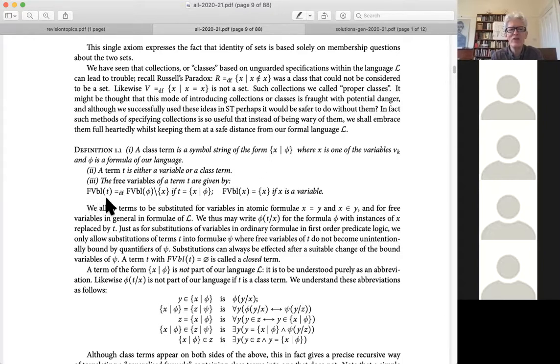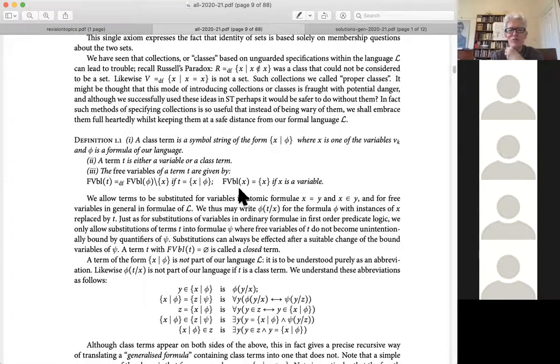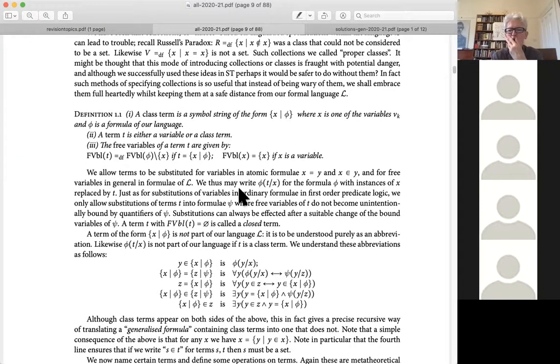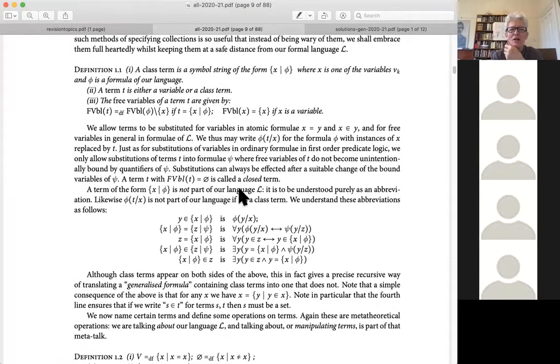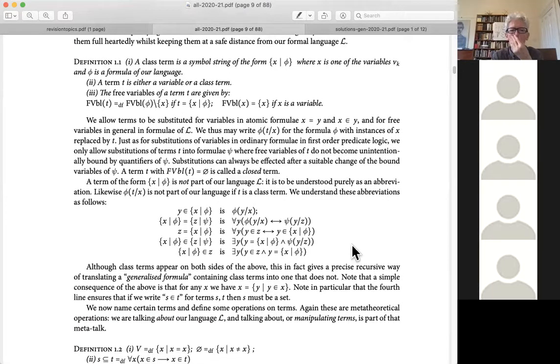So that's what's being said here. The free variables of a term are those of the formula, which is doing the specification, minus the thing that's being specified about here. And to keep the definition clean, if x itself just is a variable, this very simple term, then it's just its own free variable. Okay.